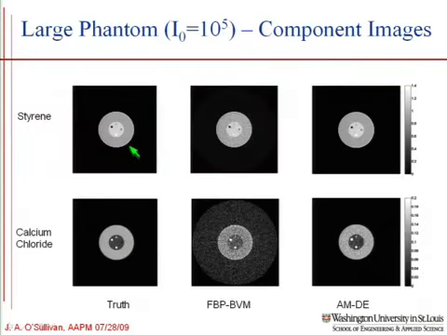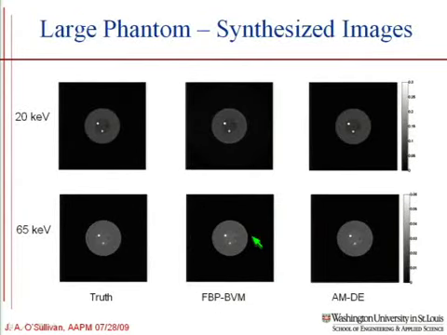So here's an example: if these are the two truth images, these are reconstructed using filtered back projection in this basis vector method. This is the calcium chloride component, this is the styrene component, and you can see that there are significant artifacts down here in this calcium chloride component. But if you use those to synthesize images, for example an image at 65 keV, which is close to the mean of the 140 kVp, both of these perform rather well. But if you're looking down at that lower energy, where radiation therapy planning says you might be interested, this image has less noise, and we'll quantify that in a minute.